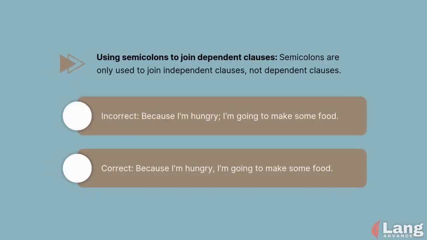Using semicolons to join dependent clauses. Semicolons are only used to join independent clauses, not dependent clauses. Incorrect: Because I'm hungry; I'm going to make some food. Correct: Because I'm hungry, I'm going to make some food.